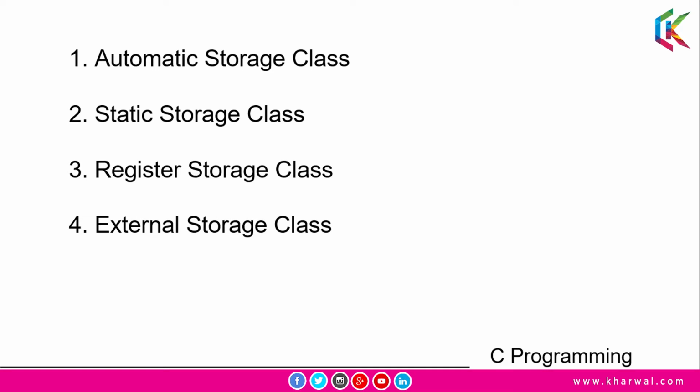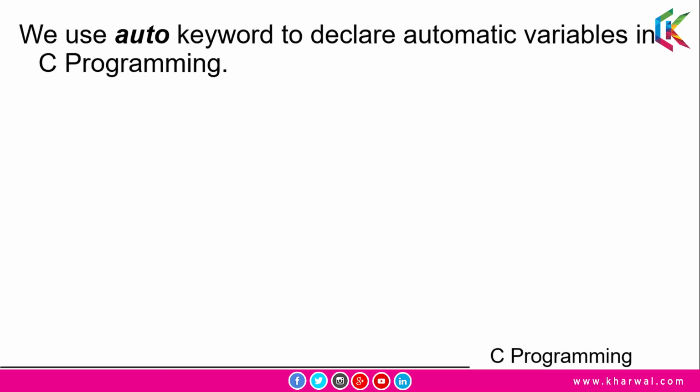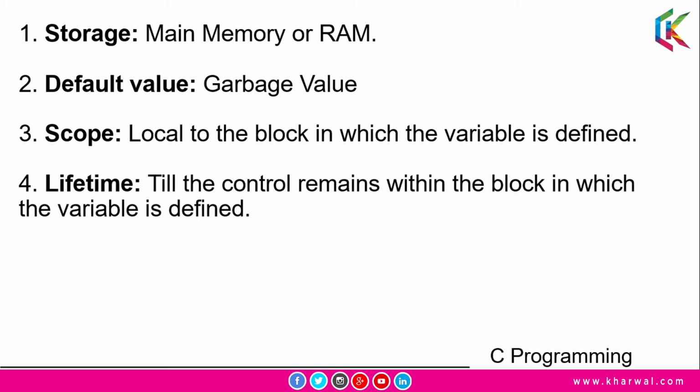The first storage class is automatic storage class. In C programming, we use the auto keyword to declare automatic variables, and automatic variables will be stored in main memory or RAM. The default value of automatic variables will be garbage, the scope of automatic variables will be local, and the lifetime of automatic variables will be limited to the module in which they are declared.